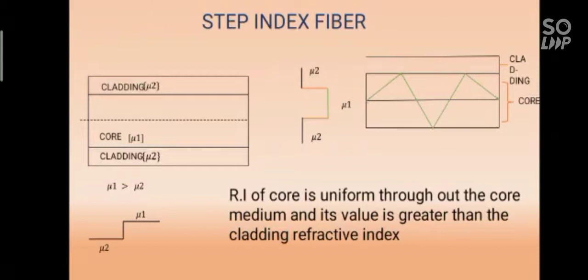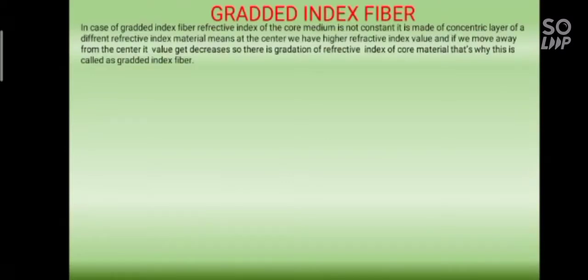Let us see graded index fiber. In case of graded index fiber, the refractive index of the core medium is not constant. It is made up of concentric layers of different refractive index material. Means at the center we have a higher refractive index value and if we move away from the center or away from the axis of the fiber, its value decreases. So there is a gradation of refractive index of the core material. That's why this is called graded index fiber.